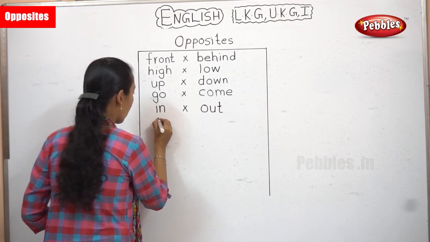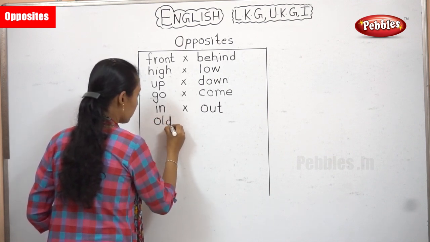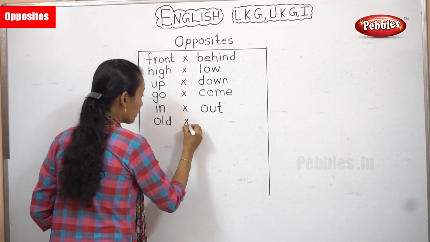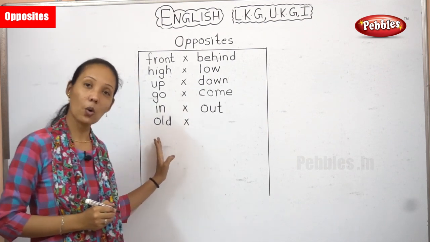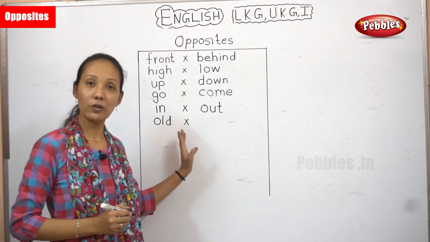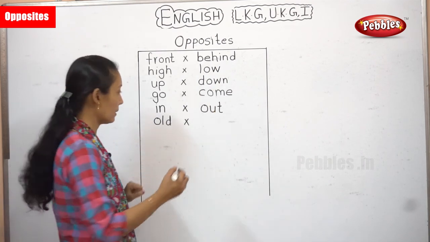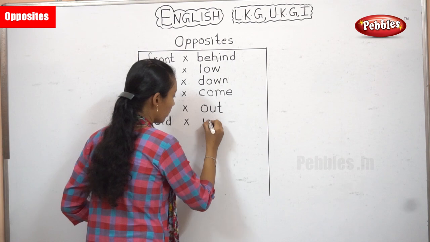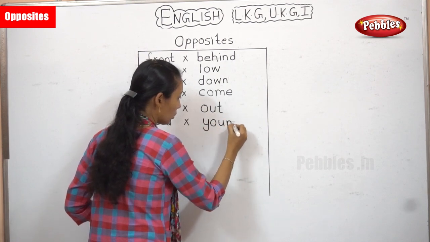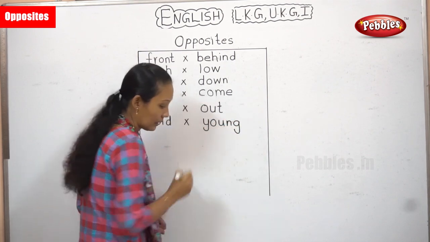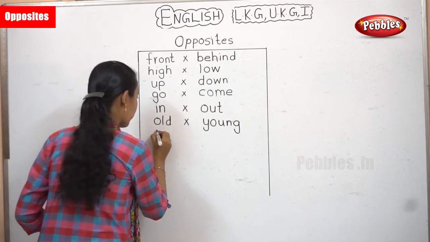Next you have old. The word old. What's the opposite for old? Yeah, you will be knowing, isn't it? The opposite for old is young. Okay, if you see an old person, so the opposite will be what? A young person. So the opposite for old is Y-O-U-N-G, young.